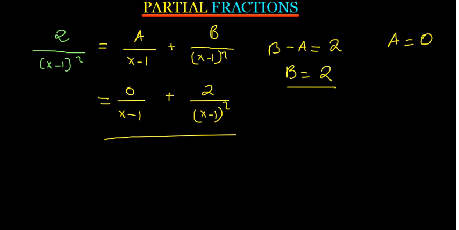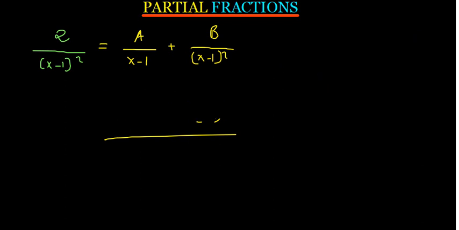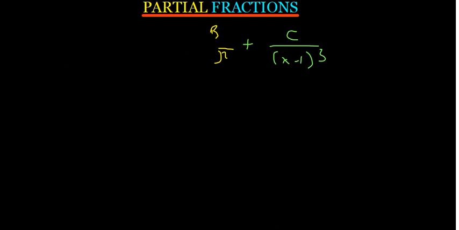So this is how you work with repeated linear factors. If this was power 3, you would have just added c and then put x minus 1 power 3, and then you continue like that, so nothing changes. Now at some times you are going to have an irreducible quadratic factor. So you can't reduce the quadratic factor. What do you do in that case?